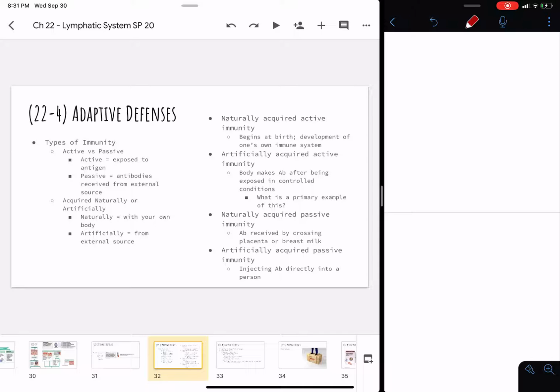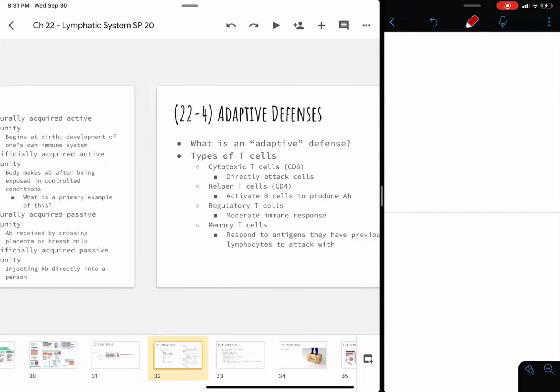Be familiar with what active means, what passive means, what naturally means, what artificially means, and pair them up accordingly and just brainstorm: what would that even look like? What would that even mean for the immune system? And take it from there. I wouldn't get bogged down with trying to memorize this all one by one because it's too much. So take it one thing at a time.